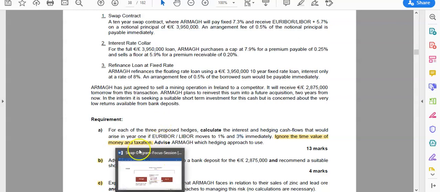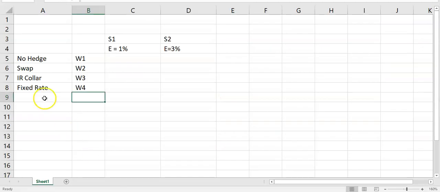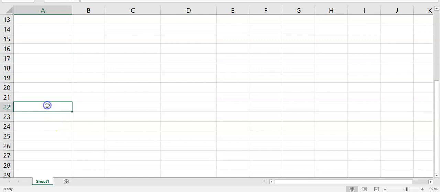So the first one is then, let's look at working 1. So I'll just come down a small bit. So working 1, unhedged or no hedge. So scenario 1, scenario 2.